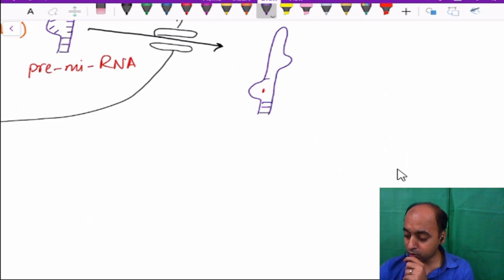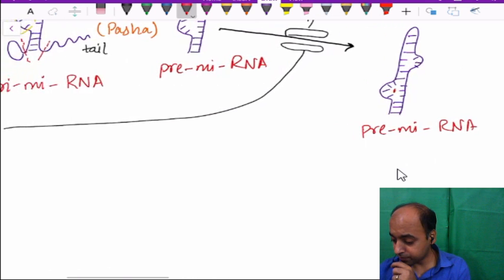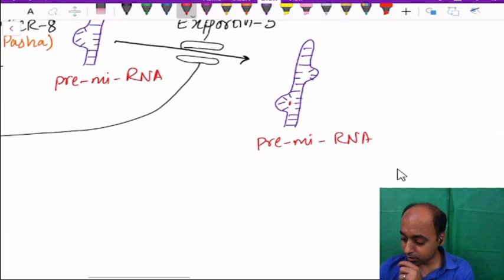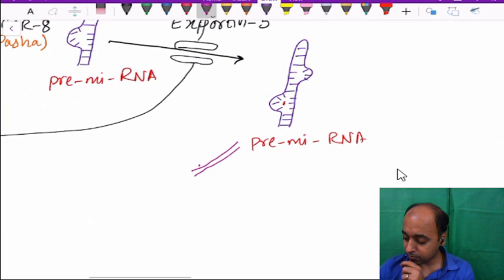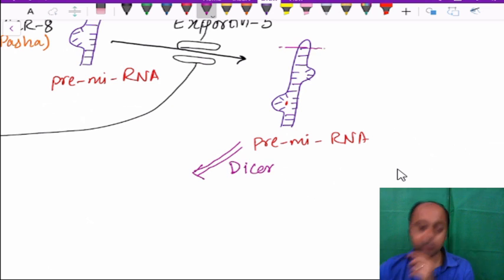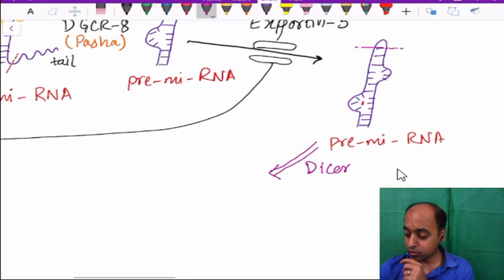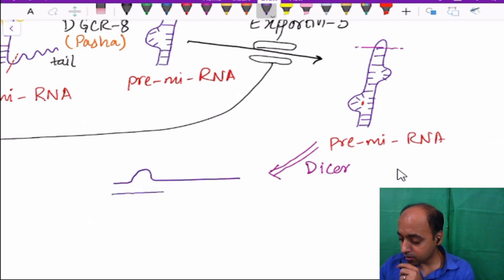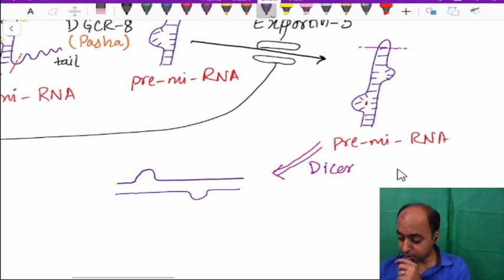So our pre-microRNA has now come to the cytoplasm. The pre-microRNA is now acted upon by another enzyme, and this enzyme is dicer. What the dicer does, it cleaves the loop. The dicer will cleave the loop so that now you get the structure like this. The loop part is gone.